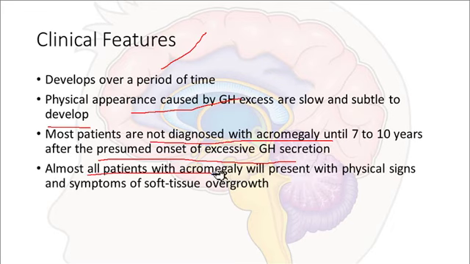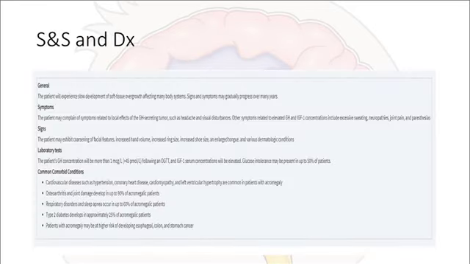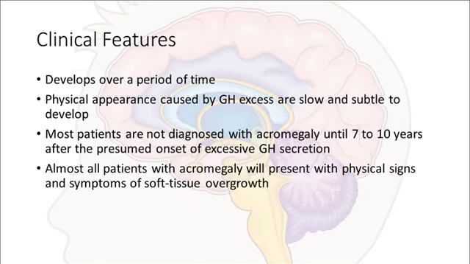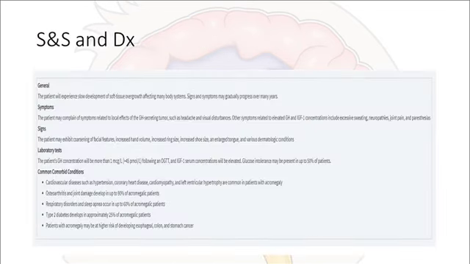Almost all patients with acromegaly will develop physical signs and symptoms of soft tissue overgrowth, right? Particularly around the extremities. You'll note that generally patients will experience the development of soft tissue overgrowth affecting multiple body systems, and signs and symptoms tend to come over a number of years. The patient may complain of symptoms related to local effects of growth hormone secreting tumors, such as headaches and visual disturbances. The visual disturbances are generally because of how close it actually is to the optic chiasm when these tumors develop.